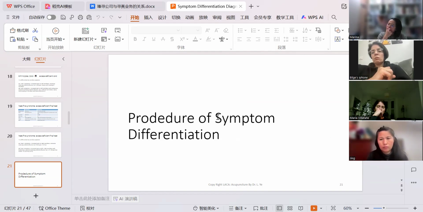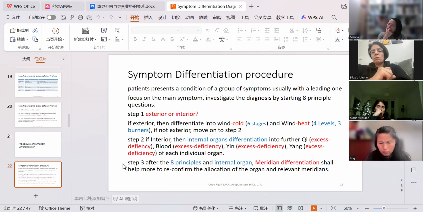We're trying to work out a method. So the procedure of symptom differentiation works this way. Step one, when you have a symptom presented to you or a patient coming to you for a consultation, step one is to ask questions to identify whether this is exterior or interior.